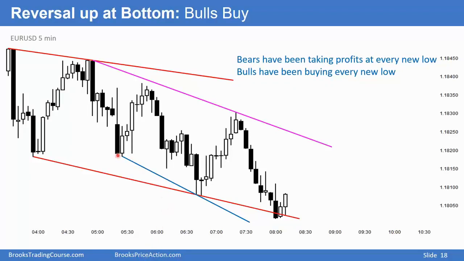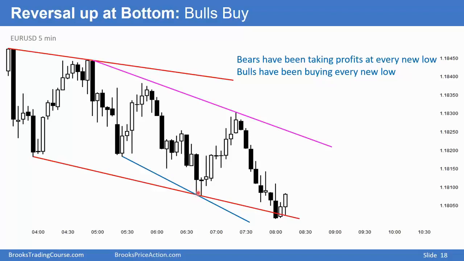I want to point something else out. Let's say you're a bull and you bought as the market fell below this low. You bought here, maybe you made a scalp. And you bought here, you made a scalp. We fell below this low, you bought, you made a scalp. Bulls are buying every new low.